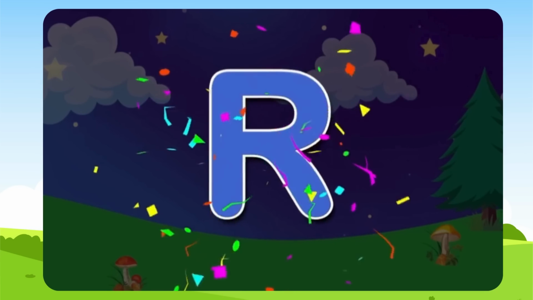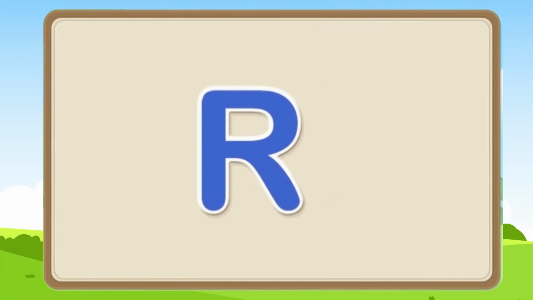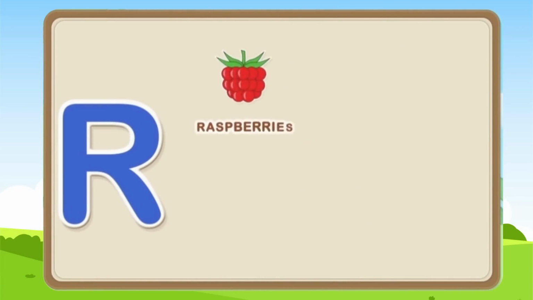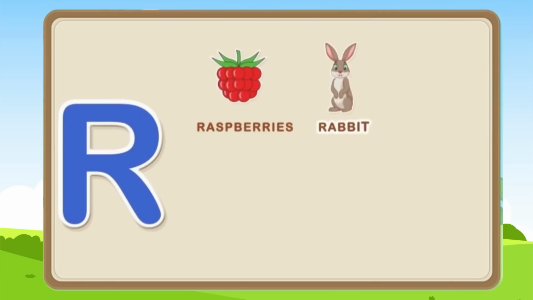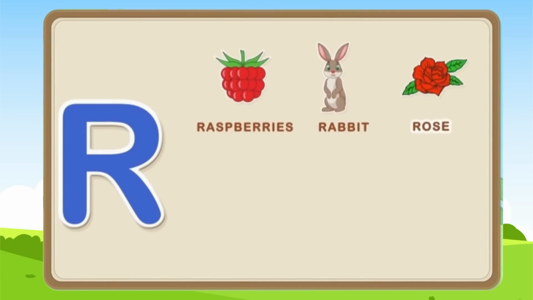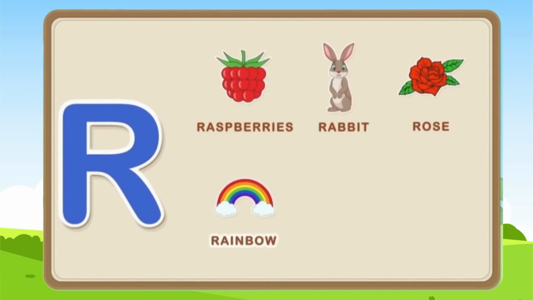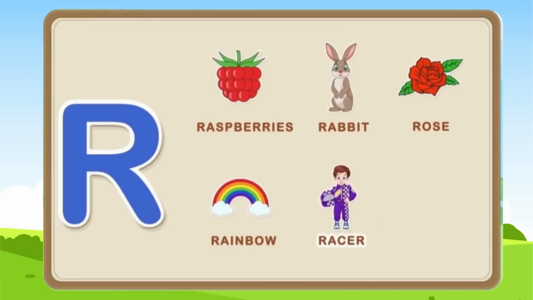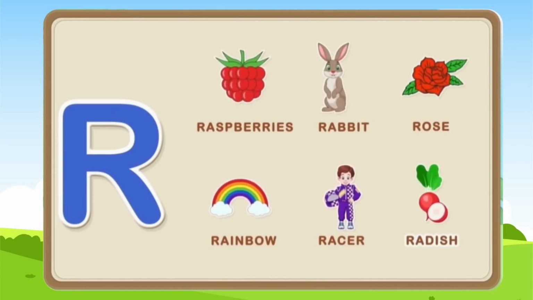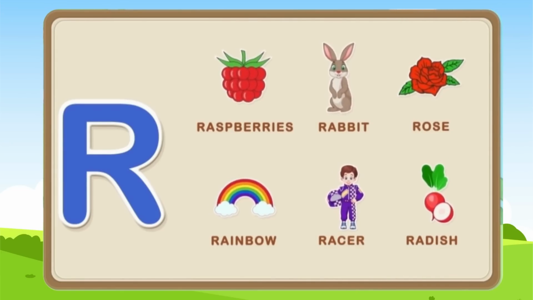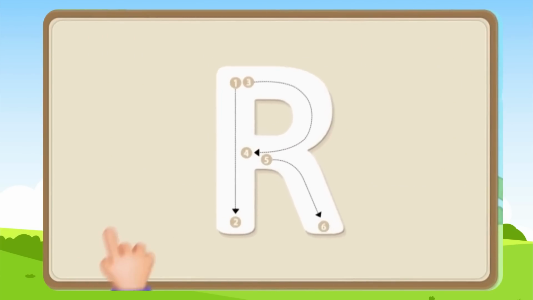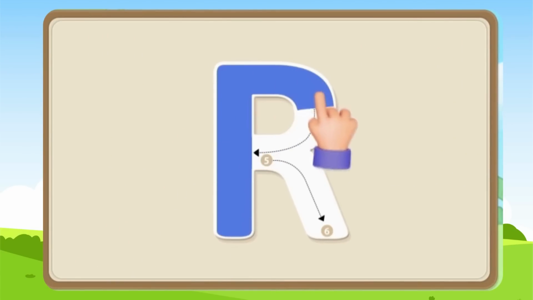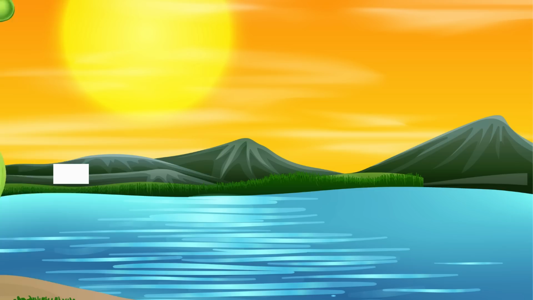R. R is for raspberries, rabbit, rose, rainbow, racer, radish. Now, let's learn how to trace the letter. Perfect.